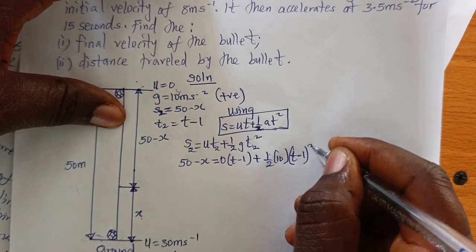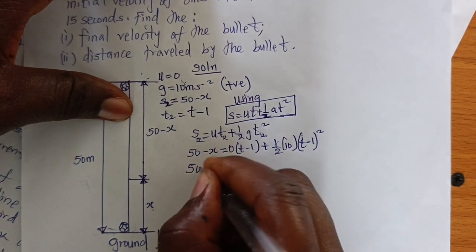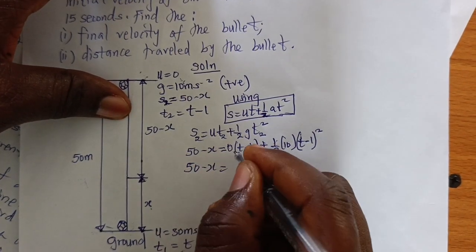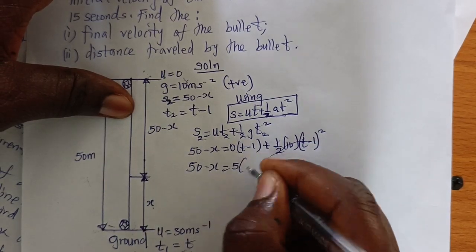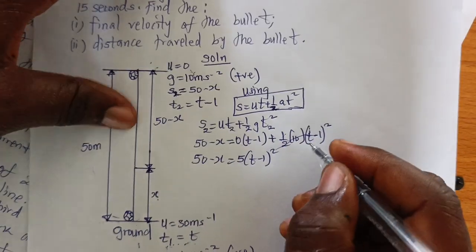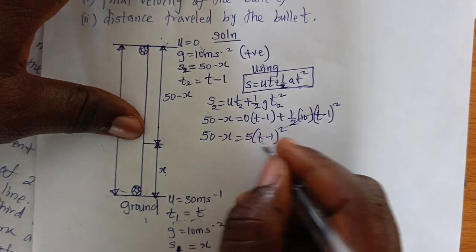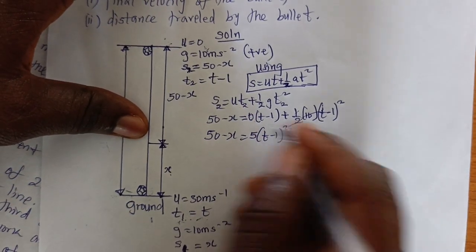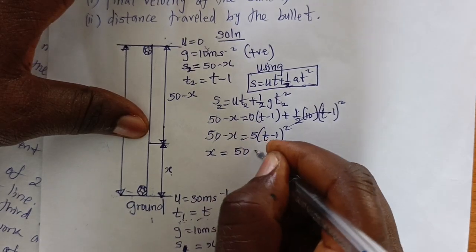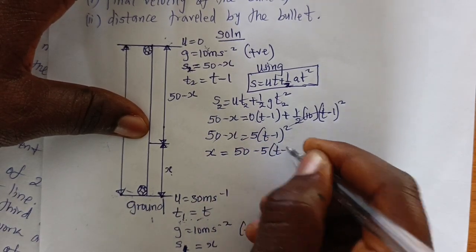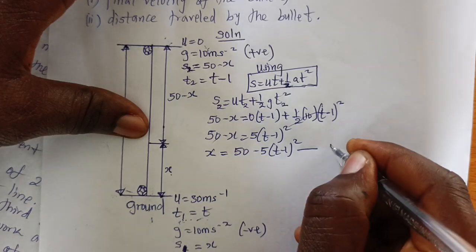Everything is to power 2. So we have 50 minus s equals 0 by t minus 1 will give us 0. Then 2 goes here, we have 5. That will be 5 into (t minus 1) raised to power 2. So this implies, by making x the subject of the formula, take s to this side, then take this one to this side. The minus will change to positive. Then we have 50 minus 5 into (t minus 1) raised to power 2. Call this one equation 1.